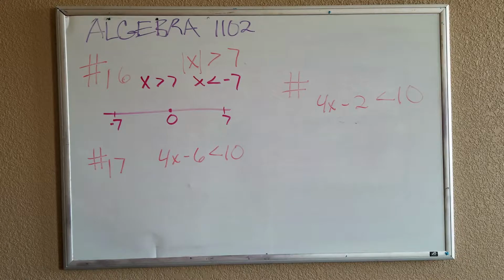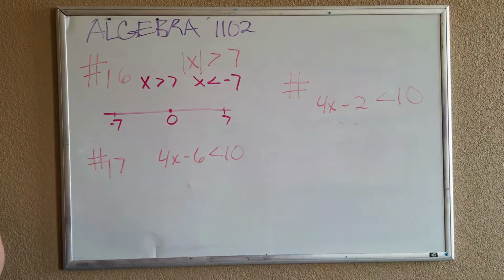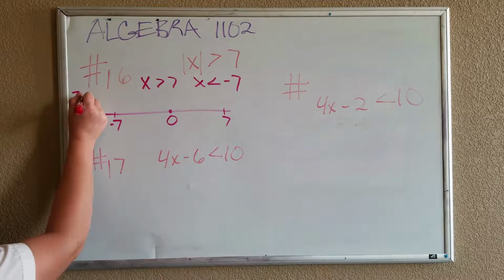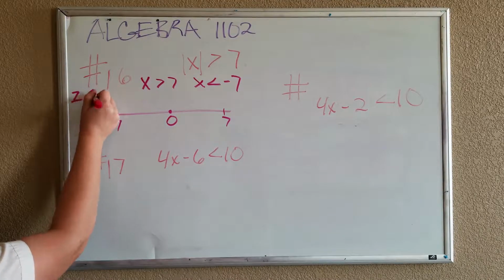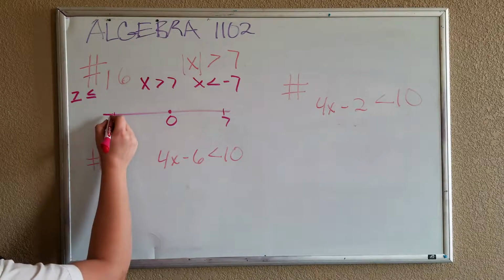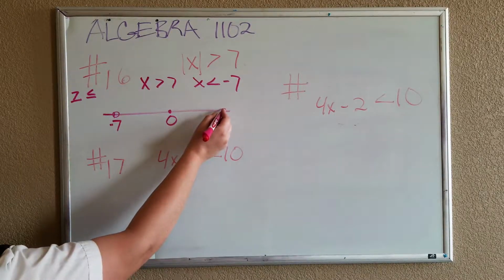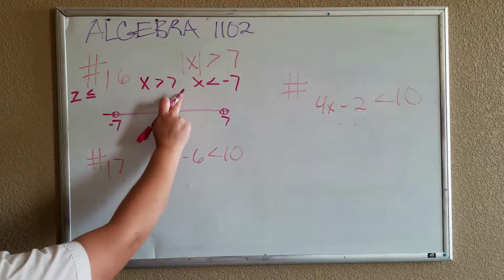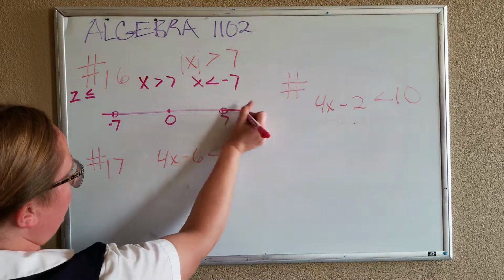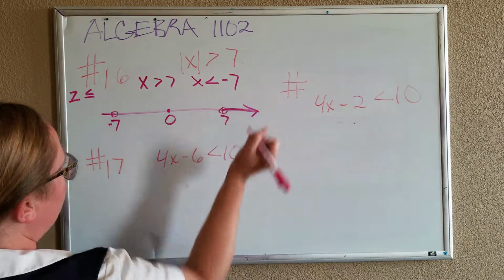So these are greater than and less than signs, so they're open circles. If it was a greater than or equal to or less than or equal to sign, then it would be a closed circle. So this means open circles, and then x is greater than 7. So greater than means shade to the right. So you'd have shading going this way with an arrow.